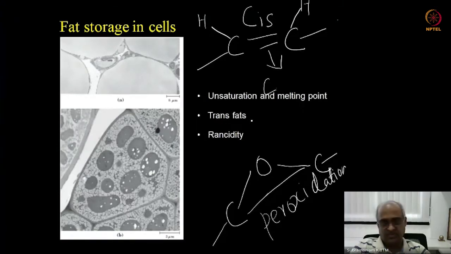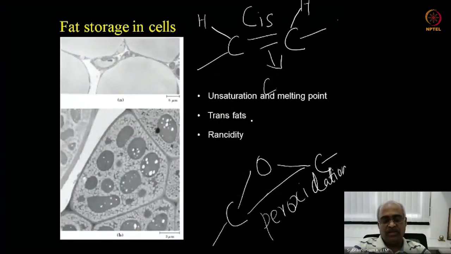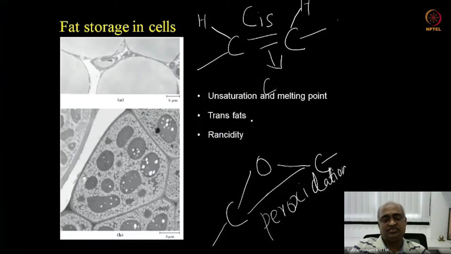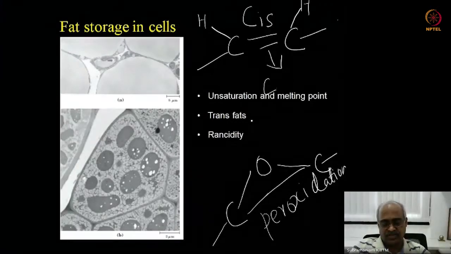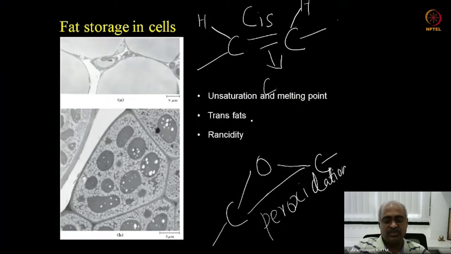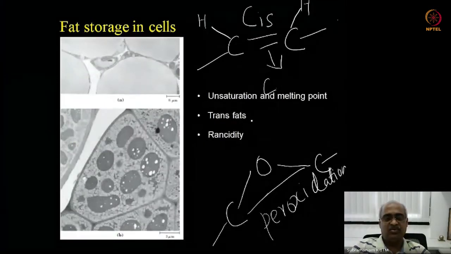There are two sources of trans fats. One, cattle, you know, cow sort of animals, their digestive system harbors bacteria that produce trans fats. Okay, so therefore meat products as well as dairy products have trans fat. That is one source. So you should not have too much of them. It's bad for health.